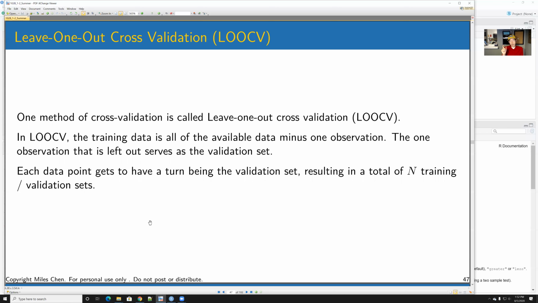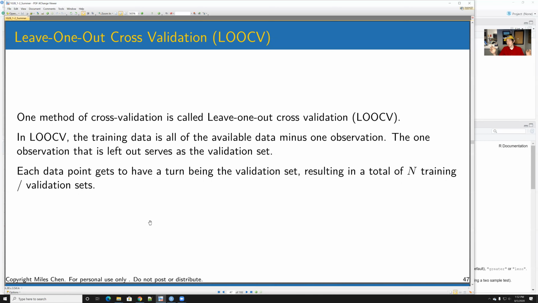In leave one out cross-validation, basically you're going to take all the data that you have, and all but one point will serve as the training data, okay? So you're going to just remove one observation. You leave one of them out. You train the model on the rest, and the one observation that's left out serves as the validation set, okay? And every data point in your data set gets a turn at being the validation data point, okay?